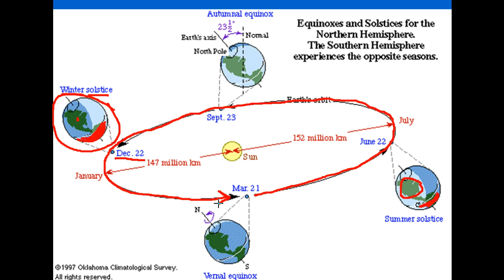So let's finish with spring. Write down that spring begins on March 21st and that's called the vernal equinox. Here's the word right here, vernal equinox. Vernal means spring, so it's also called the spring equinox. So get that in your notes.